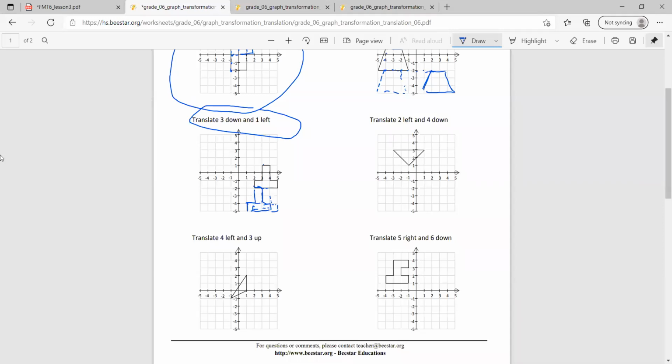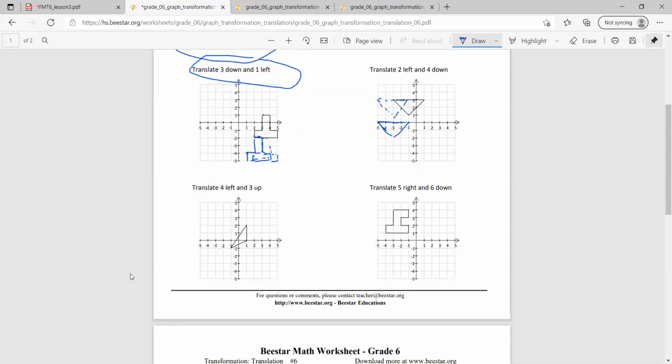So this is translate 2 left and then 4 down. Basically, all of these are like the same. So I'm just gonna go through these really fast. Let's check your answers. Okay, and then 4 down. So 1, 2, 3, 4, and then this, and then this, and then this one.